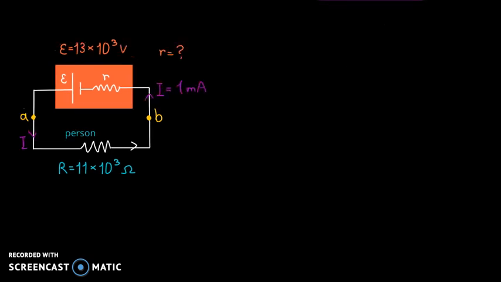Now let's design a power supply that is safer than the one in this problem. We want the current to be no more than 1 milliamp. What must be the internal resistance for the power supply for that? Assuming again the resistance between the hands of the person is 11 kilo ohms, and the EMF of our power supply is still 13 kilovolts.